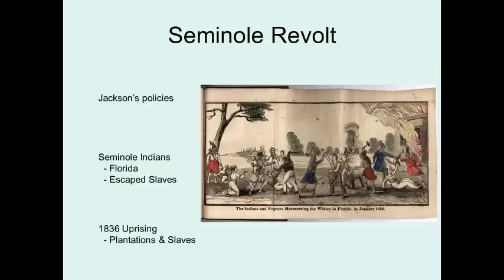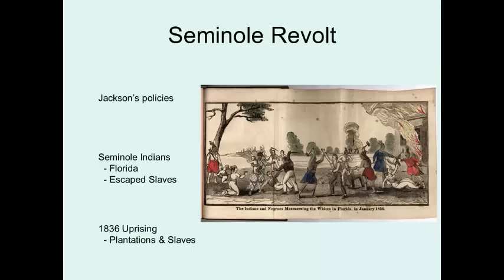Jackson's attitudes towards Native Americans and African Americans, because remember he's a slave owner, may have helped provoke one of the largest slave revolts in U.S. history, called the Seminole Revolt. Remember, slave revolts are very, very rare, but this is one of the ones that happened that were kind of significant. So, the Seminoles were Indians that lived in northern Florida. And the Seminole Indians would actually provide refuge for escaped slaves. If slaves could escape and find their way into Seminole territory, the Seminoles would protect them.